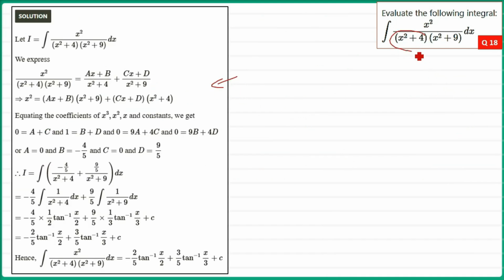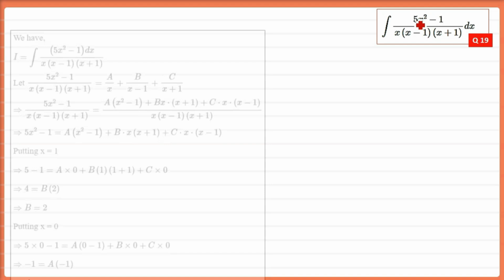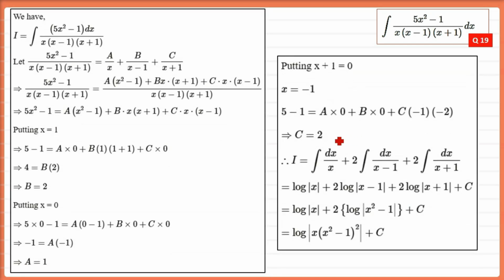Just remember, this x square plus 4 is quadratic, so you ought to have ax plus b in the numerator. There are two quadratic equations, so you have this one, two linear in the numerators. Now this question is quite easy. There is no trick, no special thing which needs to be explained or told to you guys.